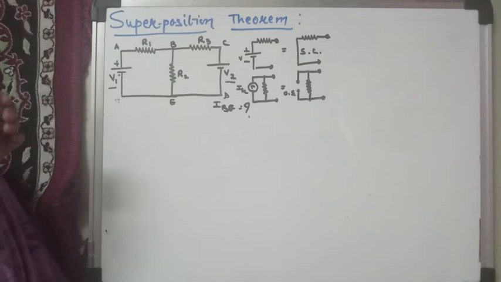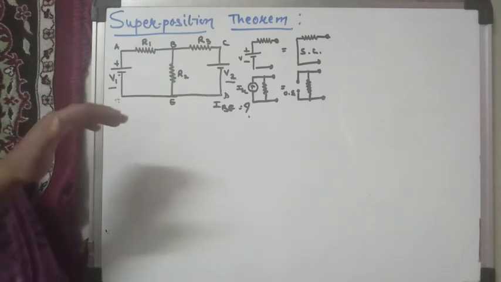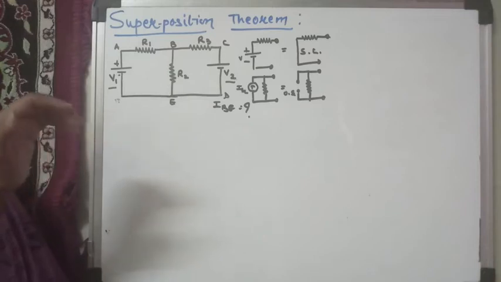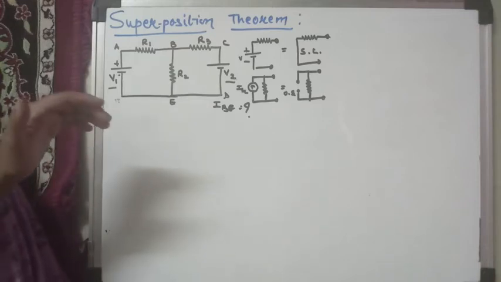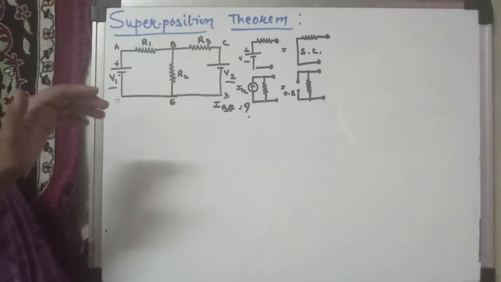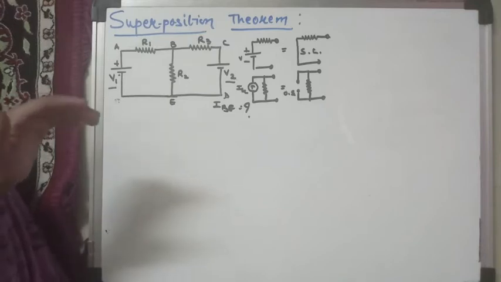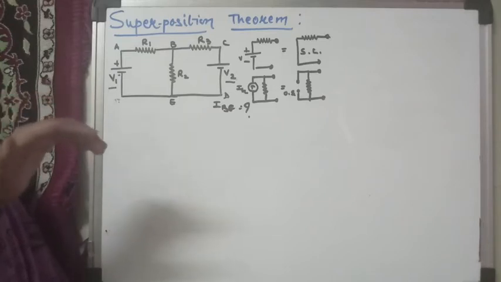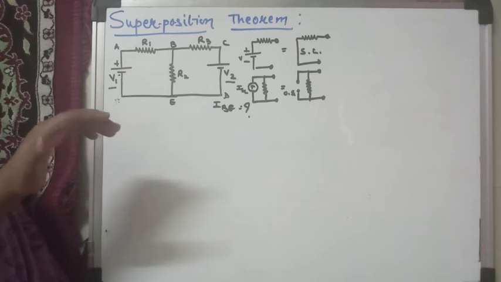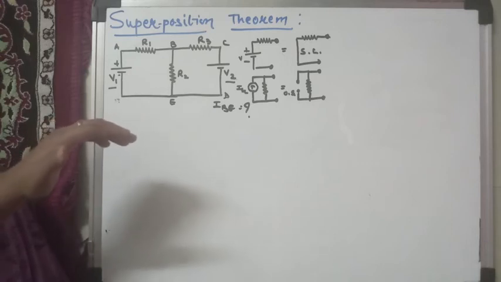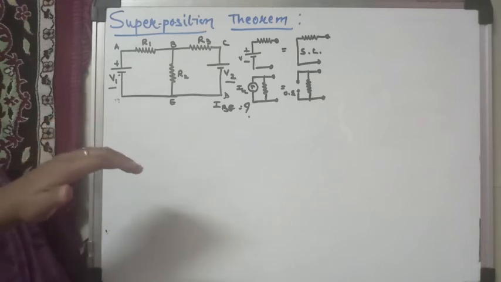Now what is the statement of the superposition theorem? When there is more than one energy source in any network and you want to find the value of a branch current, it is the algebraic sum of the currents flowing through it when each energy source is considered separately and the other sources are replaced by their internal resistance, if any.